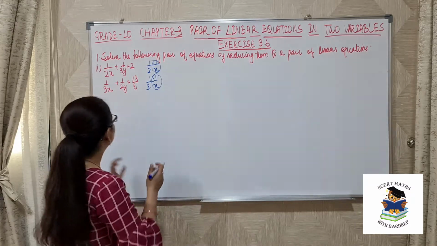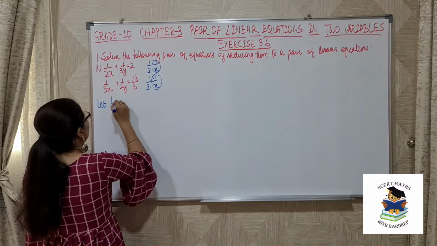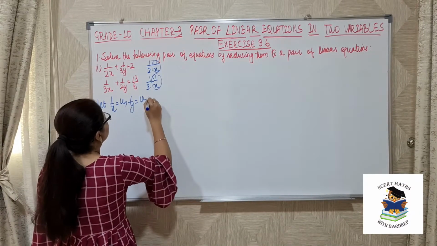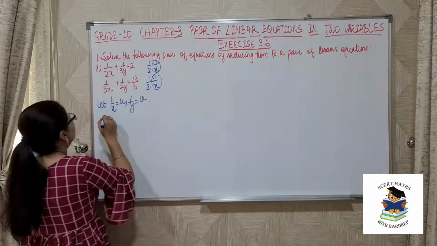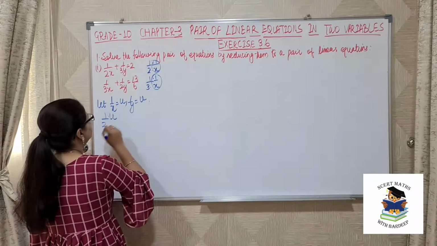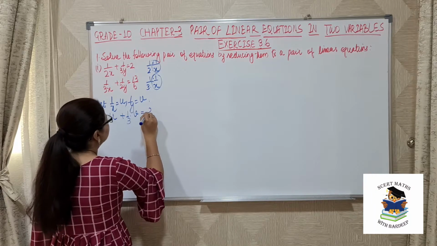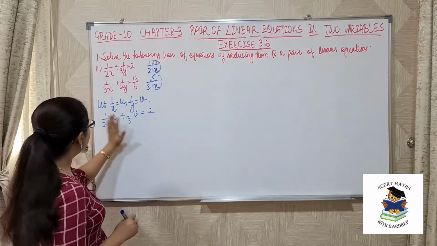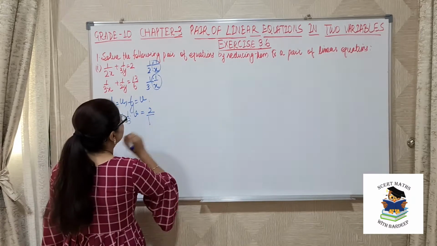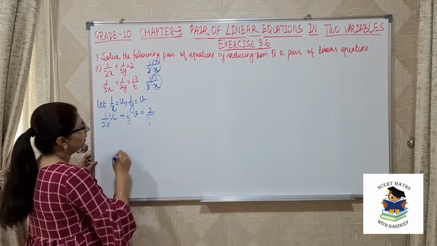Then we will frame our equations. So let's write here, let 1 by x is u and 1 by y is v. So 1 over 2, in place of 1 by x, this is u here. So 1 by 3 times v here equals to 2. So now left hand side has fractions but right hand side no. So we will make it same by taking LCM, so that denominators will be cancelled.